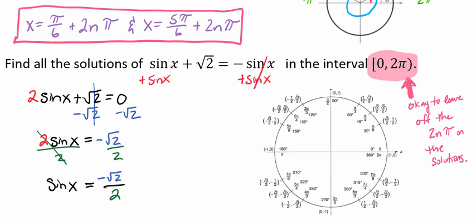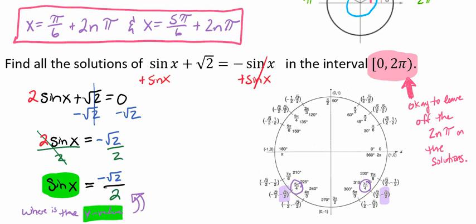So if we pull up our unit circle, we see that we have a negative radical 2 over 2 with the sine of x. So remember, we're looking for where is the y value, right? And the reason we're looking for the y value is because it's a sine of x. So where is the y value? A negative radical 2 over 2. And we see that that happens here and that that happens here. So it's happening at 5 pi over 4 and 7 pi over 4.